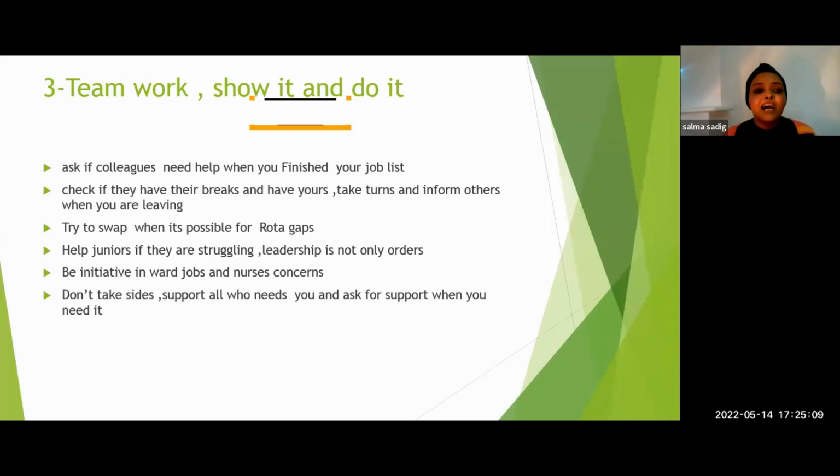And as I said, how will people know what is in our hearts? They will only know from our actions. If you don't show that you are a good team member, how will people know? So you will show by actions and by questions and by initiative, thoughts like this. Be proactive on the ward jobs and nursing concerns.